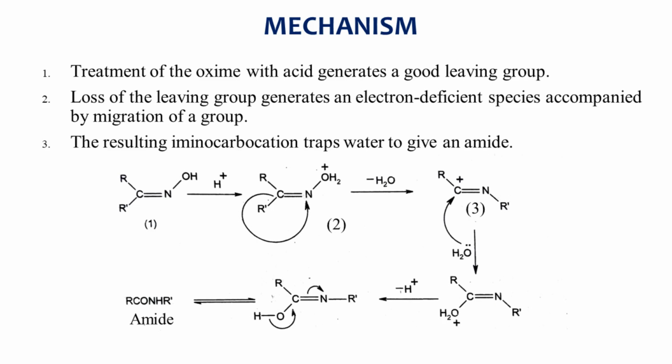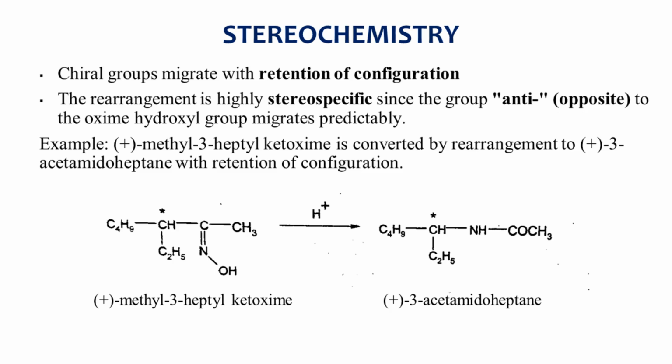The mechanism begins with the treatment of the oxime with acid, generating a good leaving group. This leads to the formation of an electron-deficient species, which then undergoes migration. The resulting iminocarbonium ion traps water to form an amide. In stereochemistry, chiral groups migrate with retention of configuration. The rearrangement is highly stereospecific, with the anti group migrating predictably.